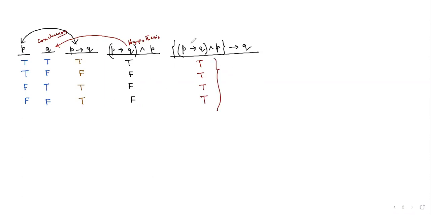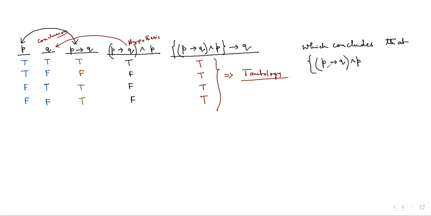And now we see that the truth values of this argument are all true, and therefore it is a tautology. It is a tautology, which concludes that the argument P implies Q and P, which implies Q, is a valid argument.